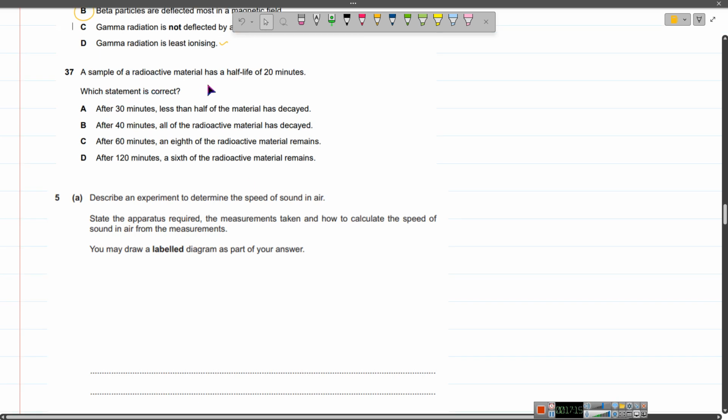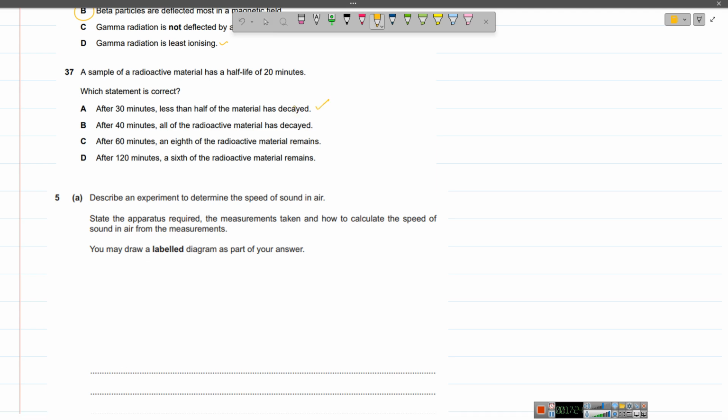A sample of radioactive material has a half-life of 20 minutes. Which statement is correct? After 30 minutes, less than half of the material has decayed. Technically correct. After 40 minutes, all of the radioactive material has decayed. Not at all, right? Let's say you have 100 at 0. After 20 minutes, this is 50. After 40 minutes, this is 25. And after 60 minutes, you have 12.5 left. One sixth of the material remains? No. After 60 minutes, an eighth of the radioactive material is left. So this is 1 by 2. This is 1 by 4 now.